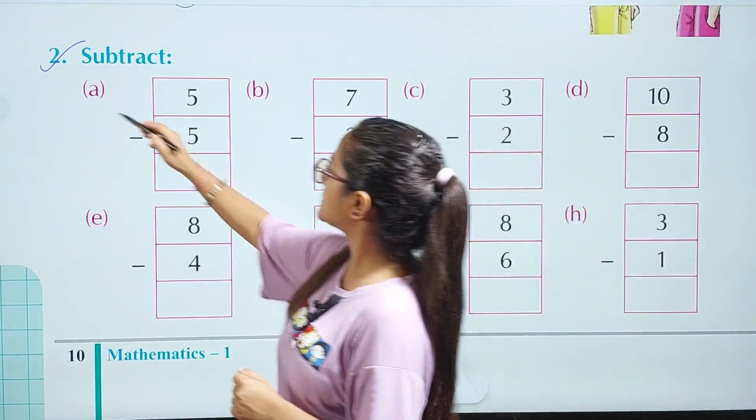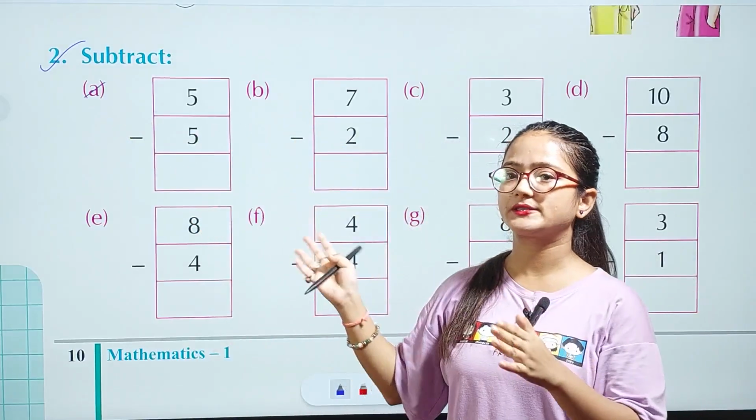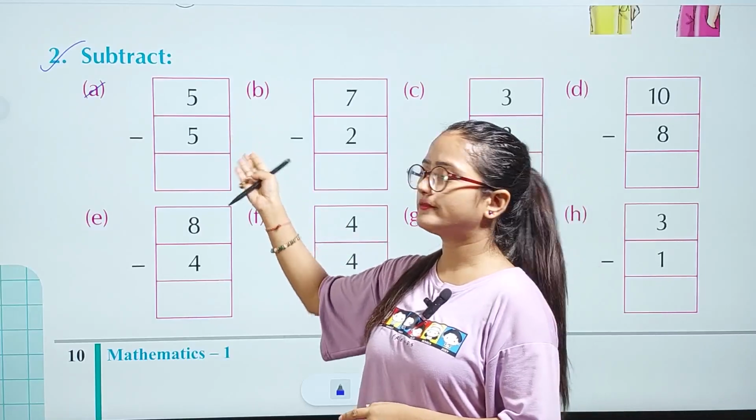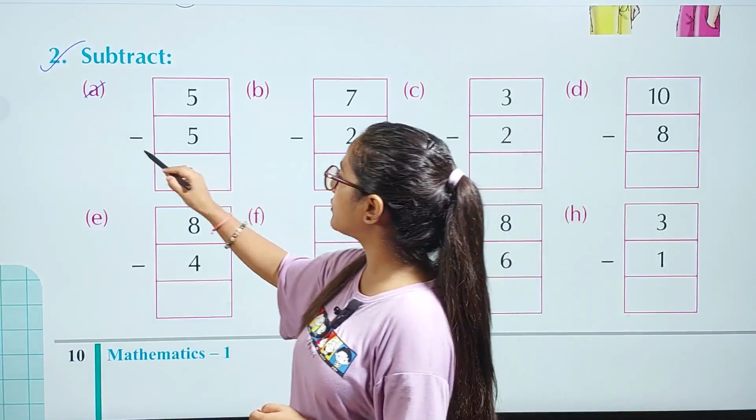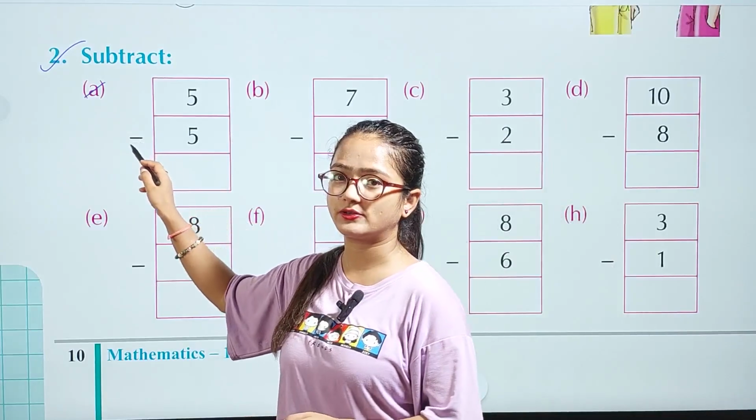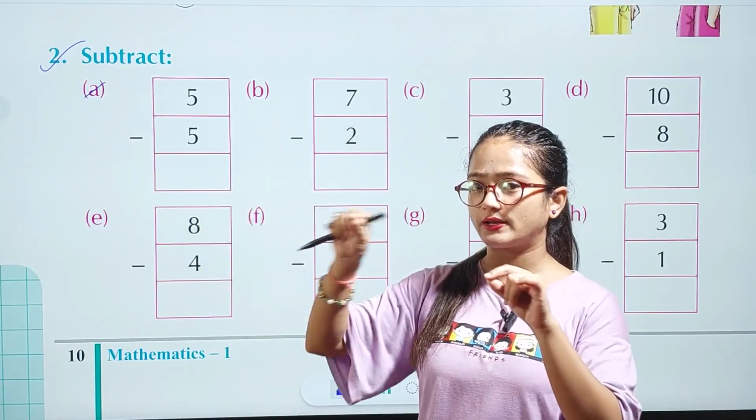Okay, the first one is given in the vertical form. As you can see, 5 and 5 are there. You have to subtract 5 from 5, 5 minus 5. And you can also see the minus sign, which is the horizontal sleeping line.